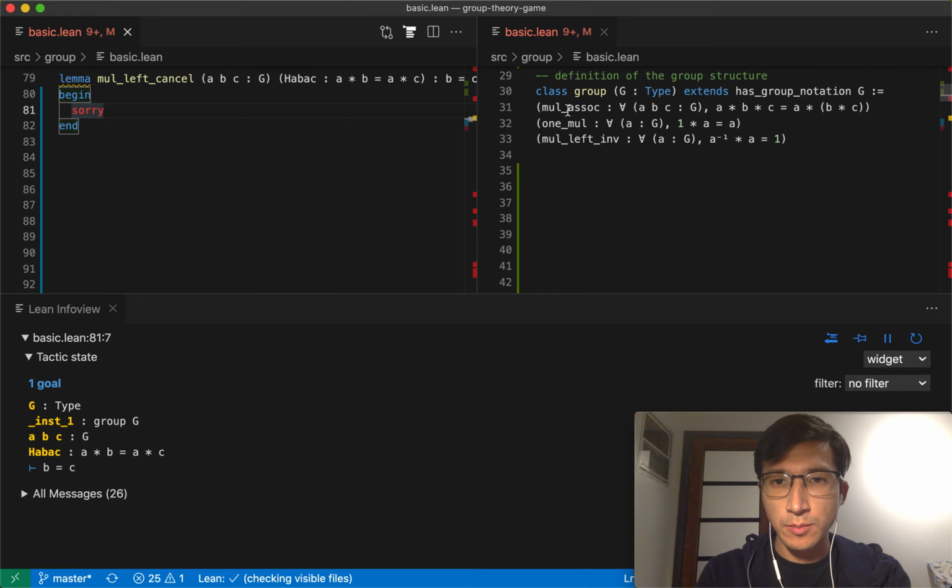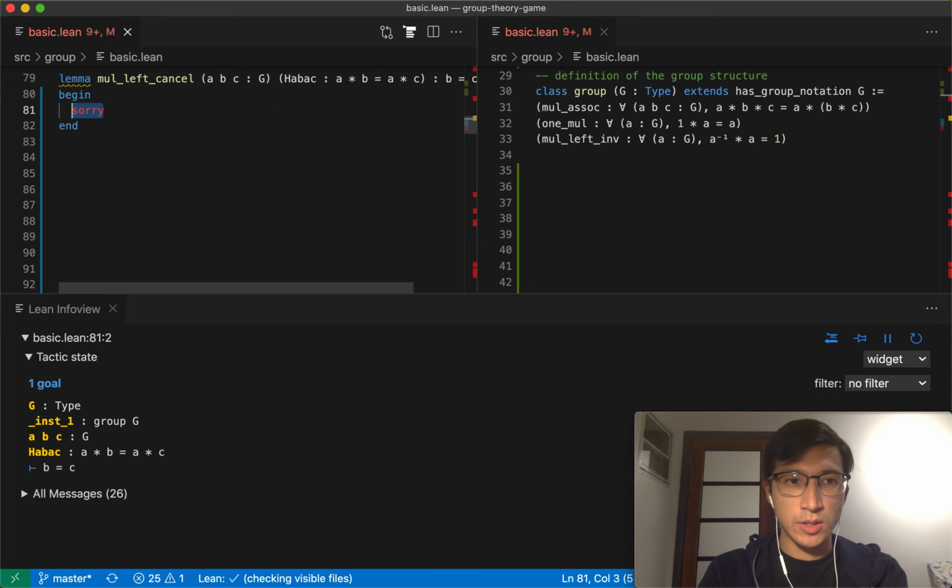So if we look at mul assoc, we see that right now we can't really apply this because we don't have this pattern showing up in the goal. If we look at one mul, we see that we do have a here. A can be parameterized, so it could be b, for example, which will equal 1 times b, which is definitely something we could do. And if we look at mul left inverse, right now 1 doesn't show up, nor does inverse of a times a show up, so we can't use mul left inverse right now.